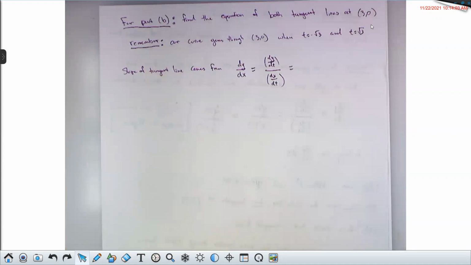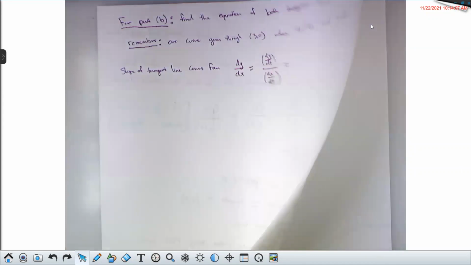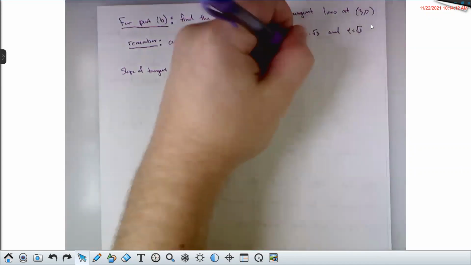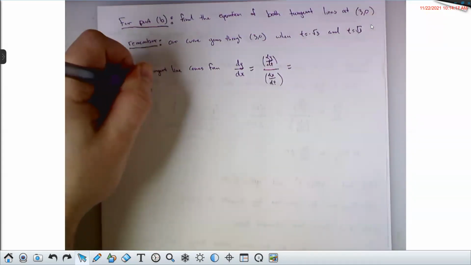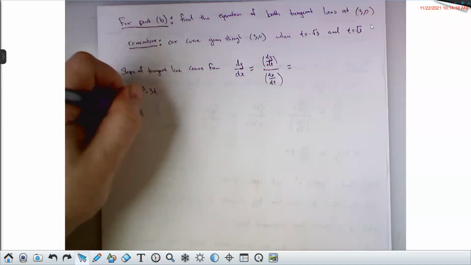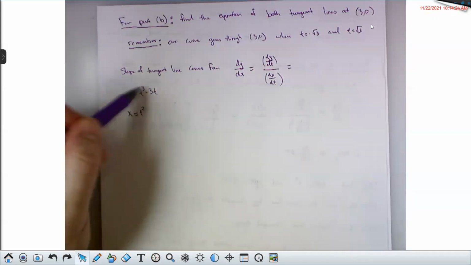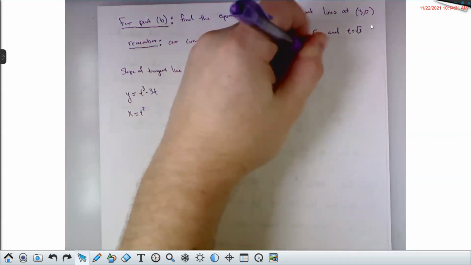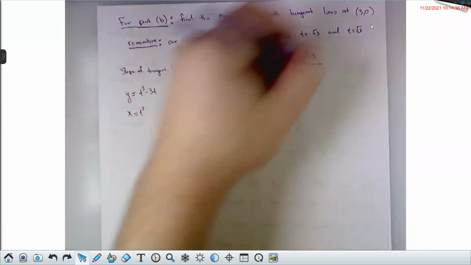The y equation here was t cubed minus 3t. I'll just write it over here. Y is t cubed minus 3t, and x is t squared. So dy dt is the derivative of this with respect to t. That's 3t squared minus 3. And dx dt is the derivative of this, which is 2t.